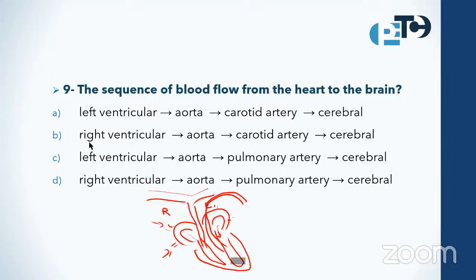Left ventricle to aorta. Okay. Then from aorta to carotid artery. Then to the cerebral, to the brain. Yes, this is the right sequence, while others are wrong. From the right ventricle to aorta is not the right sequence. From the left ventricle to aorta, okay. But from aorta to pulmonary artery, no, it is wrong. Right ventricle to aorta, also wrong.